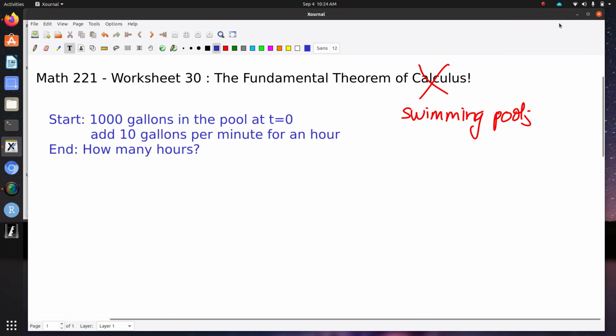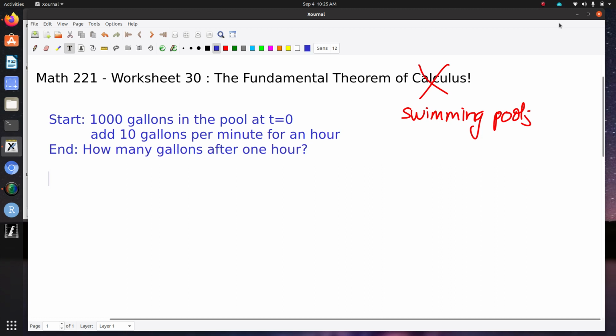Okay, so start with 1,000 gallons in the pool. I really don't know if this is realistic, so I apologize, but I'm imagining I have a hose that might be able to spit out 10 gallons per minute. Maybe this is a personal pool, a small poolish, and maybe I'm just filling it with my hose. So maybe I can add 10 gallons per minute for an hour. So how many gallons after 1 hour?